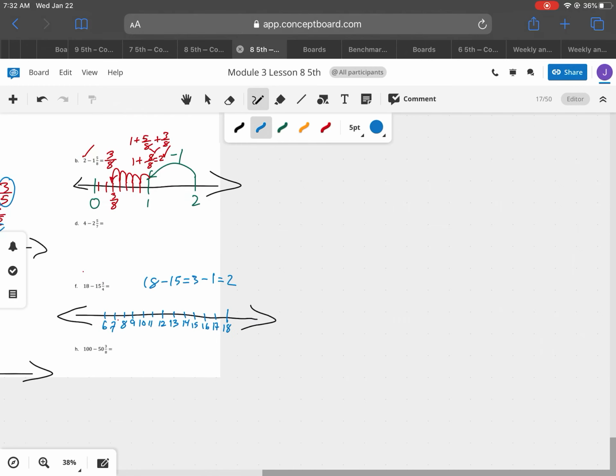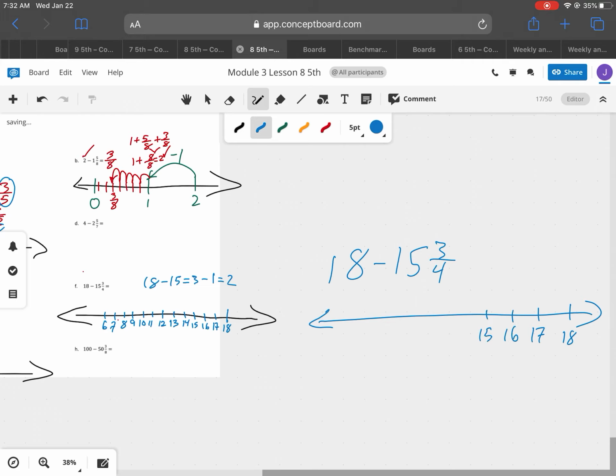All right, so let me do this again. We have 18 minus 15 and 3/4. I'm going to do a longer line. All right, we're going to go 18, 17, 16, you don't need me to do that. You know what I'm doing. You can see it. It's going to take a long time. I'm going to get through this.